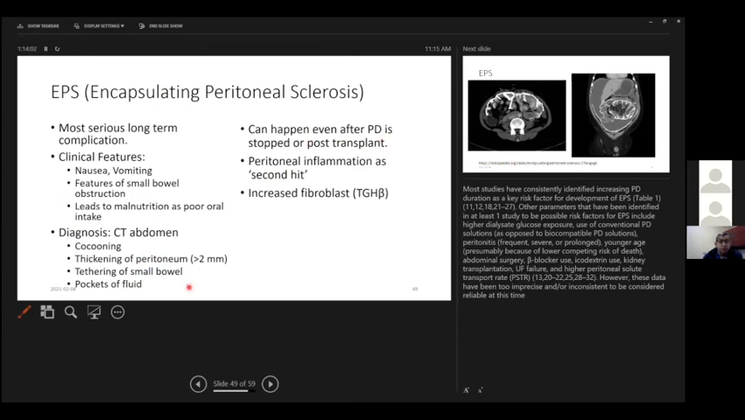What is important to understand is it can happen even if the patient has stopped PD many years or months back. It can happen post-transplant. If the patient has this EPS, the therapy is immunosuppression, but you can have it post-transplant as well. So we are not sure whether the immunosuppression would help or not. They say that peritoneal inflammation is the second hit, which can happen anytime later after the first hit to the peritoneum. And they say the pathogenesis is increased fibroblasts.